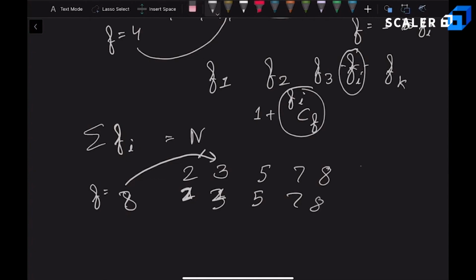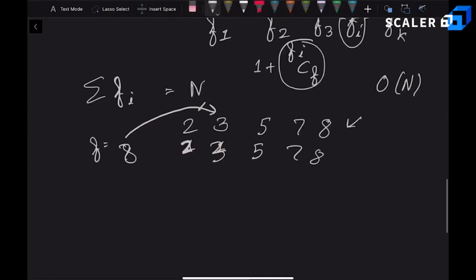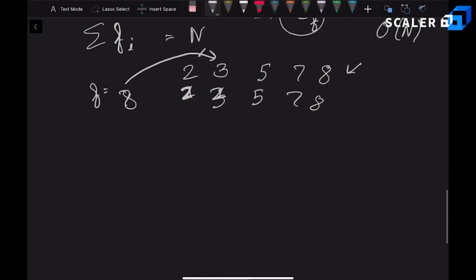So you can see that each element is considered equal to its value. So fi will be considered fi times. So the total time complexity is O of n here. But now, how to calculate nCr in O of 1 with some pre-processing?